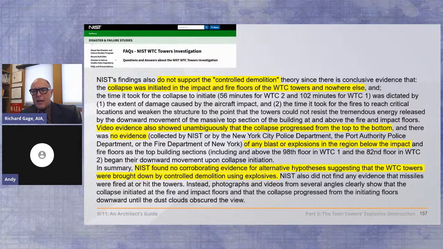NIST found no corroborating evidence for alternative hypotheses suggesting that the towers were brought down by controlled demolition.